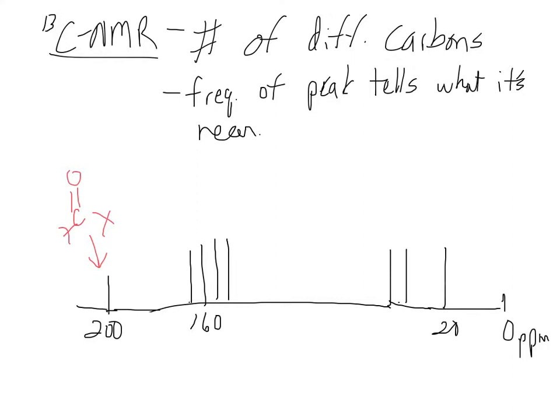Around here, this 160, 170 area, those are aromatic carbons. So they're coming from something like this. And I would probably even go as far as to say I know it's di-substituted, because this carbon and this carbon are different, but then these two are the same and these two are the same. That would give me 4 peaks in the aromatic region.